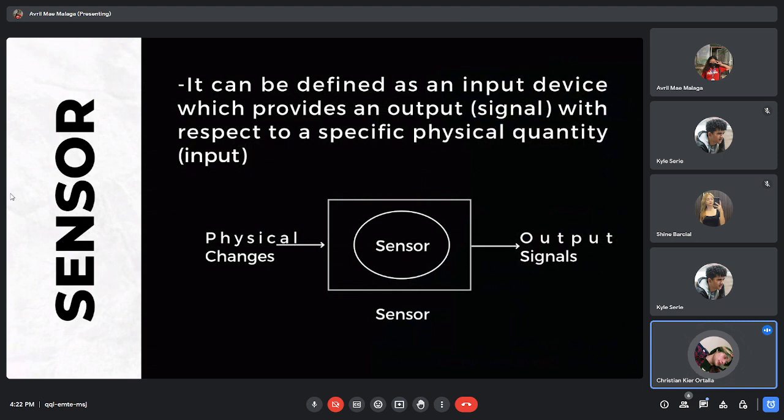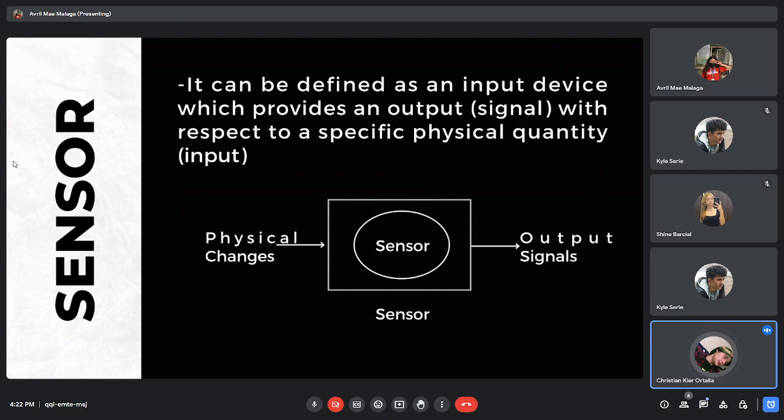So, sensors can be defined as an input device which provides an output with respect to a specific physical quantity, meaning it converts an input into electrical form. Examples of physical quantities are temperature, pressure, force, motion, displacement, humidity, light, flow, and many other physical quantities that could be monitored. These physical quantities are converted into electrical form, for example a change in resistance, inductance, capacitance, and more. These are converted into current and voltage signals for measurement purposes.